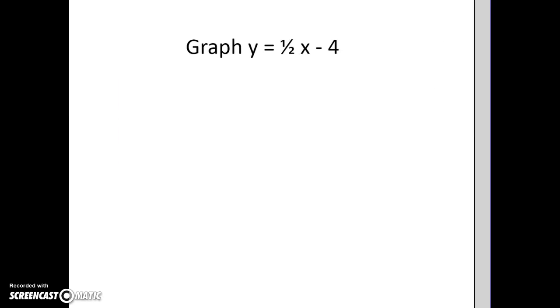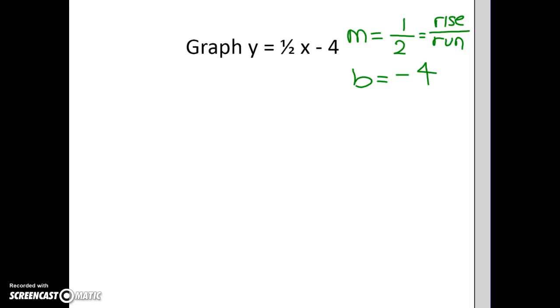Here's another one. This time, what is my m? What is my rise over my run? They already gave us a fraction this time. They said that it's 1 over 2. And we know that that's rise over run. And what is the b this time? Well, this time it says minus 4, so the b is a negative 4.